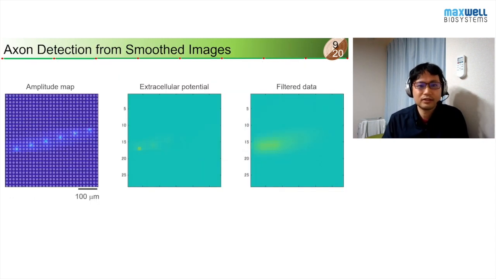So the simulation results showed that it seemed difficult to detect saltatory conduction from the recorded signals without any signal processing. So we smoothed the two-dimensional images of the extracellular potentials for each time point. The figure on the right side shows the signal after smoothing and normalized by the maximum value. Smoothing makes the saltatory conduction appear to be one continuous signal. And now we think we can detect the axonal conduction from these myelinated axons.